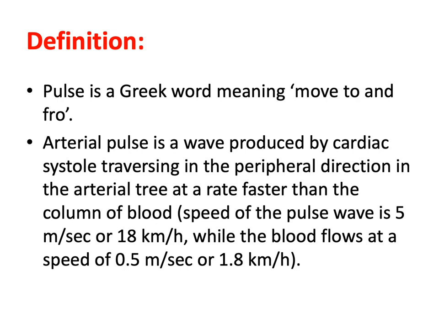This pulse wave travels at a fast speed. Actually, it is 10 times faster than the blood flow itself. بمعنى إنه the arterial pulse wave precedes the blood flow into the arterial tree. The speed of the pulse wave is 5 meters per second or 18 kilometers per hour, while the blood flow occurs at a slower pace at about 0.5 meters per second or 1.8 kilometers per hour.